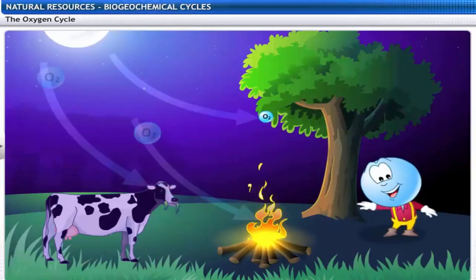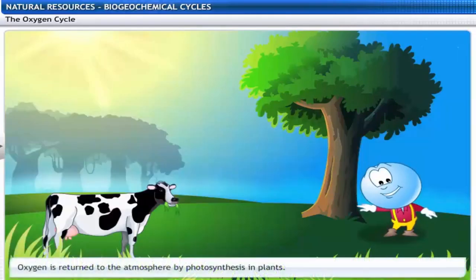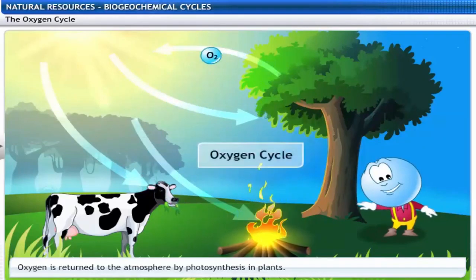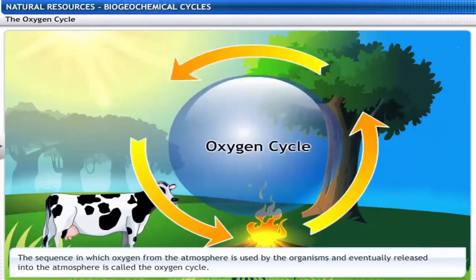We have seen how oxygen is used from the atmosphere. Can you think of a way in which oxygen is returned to the atmosphere? Take a look. As you know, oxygen is returned to the atmosphere by photosynthesis in plants. Here's another look at the oxygen cycle. The sequence in which oxygen from the atmosphere is used by the organisms and eventually released into the atmosphere is called the oxygen cycle.